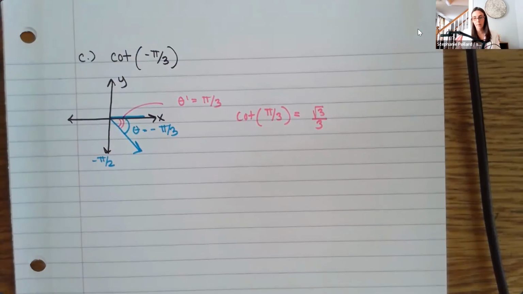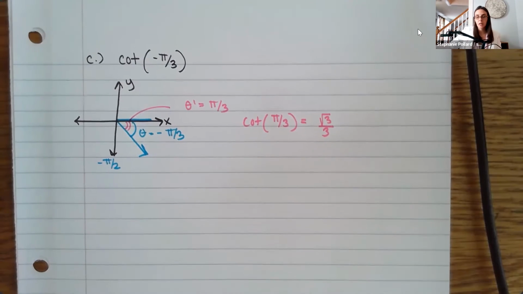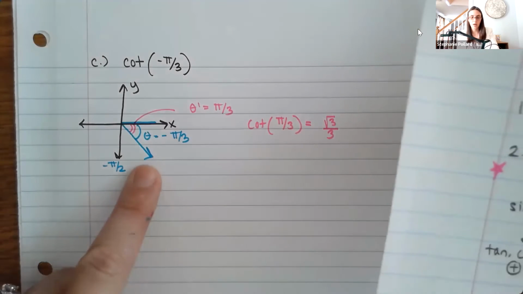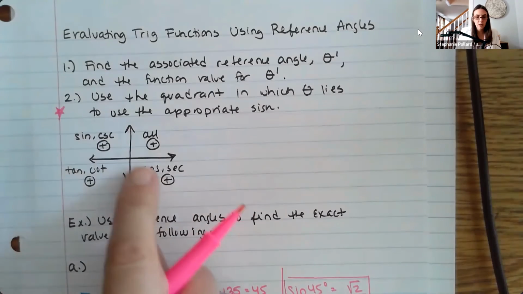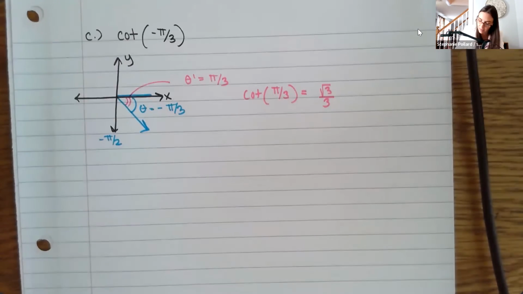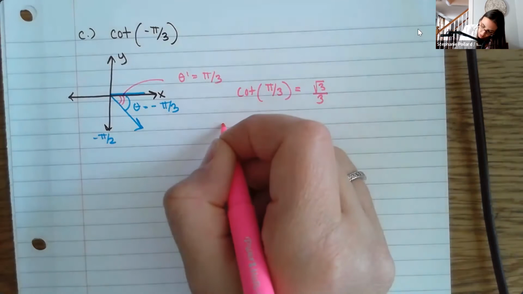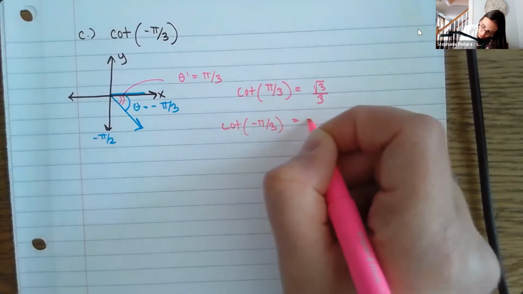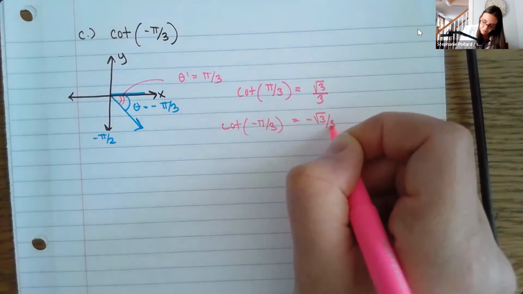And then I do need to check my sign. So if I go back up here to my little chart, again, I was in the fourth quadrant. So in the fourth quadrant, only cosine and secant are positive. So my answer must be negative instead. So cotangent of negative pi over 3 is negative root 3 over 3.